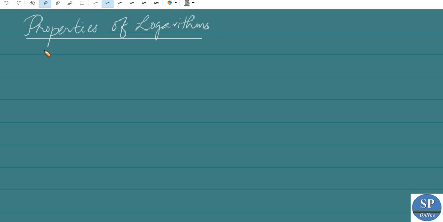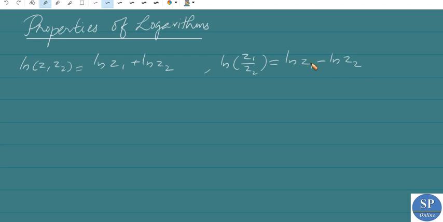The properties are given by ln of z1 times z2 equal to ln of z1 plus ln of z2, and the second property is ln of z1 divided by z2 is equal to ln of z1 minus ln of z2, where z1 and z2 are any two complex numbers.